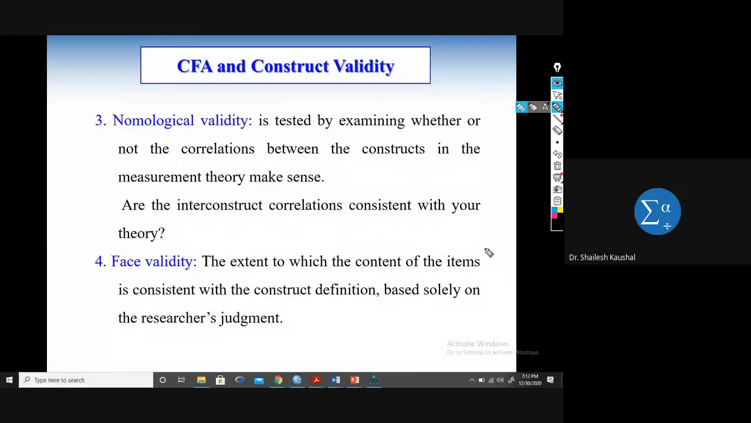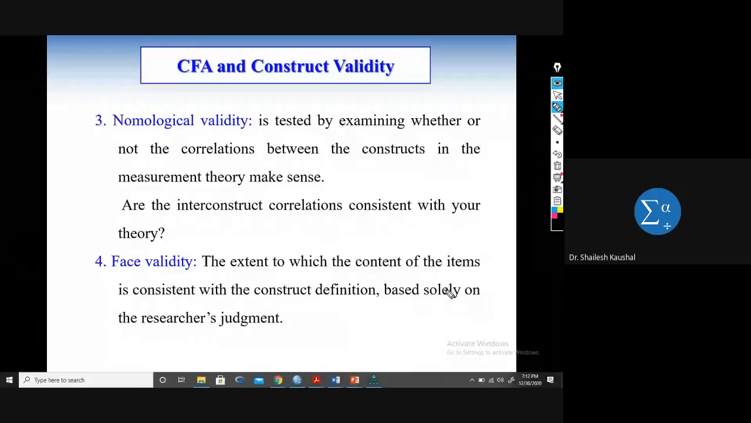Okay, so this is the content. These are the content. For example, if I want to make a thermometer, what should be the content for making the thermometer? The content will be the mercury and some other materials we use. So these are the content for preparing or making the thermometer.